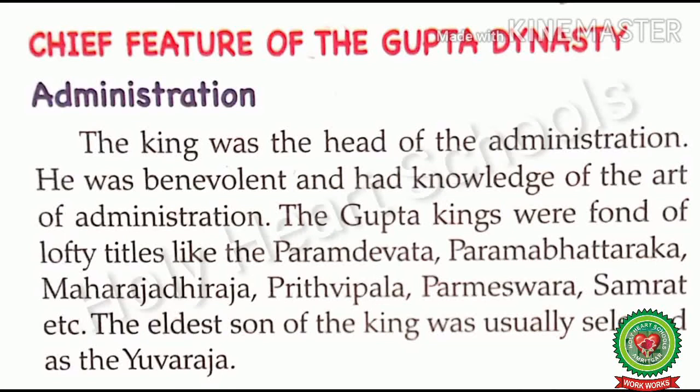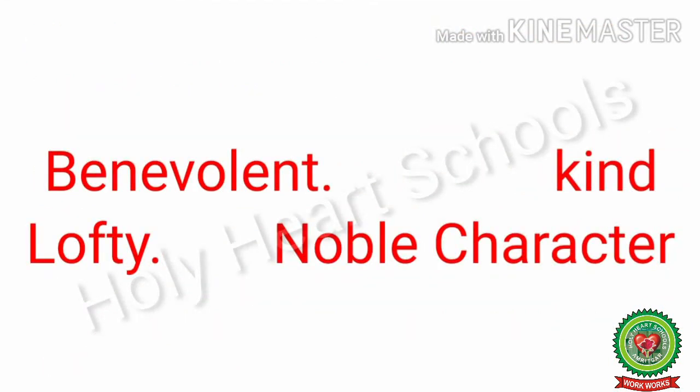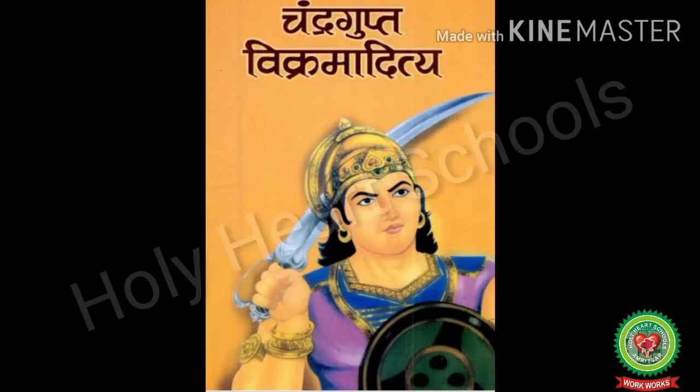The Gupta kings were fond of lofty titles like Param Devta, Param Bhatrak, Maharaj Diraj, Prithvipal, Parmeshwar, Samrat, etc. The eldest son of the king was usually selected as the Yuvraj. Students, benevolent means kind, lofty means noble character. The head of the administration was the king. He was kind and had the knowledge of the working of the administration.